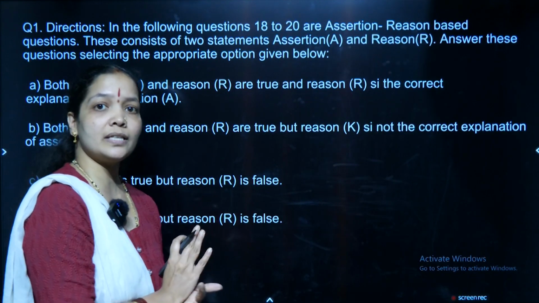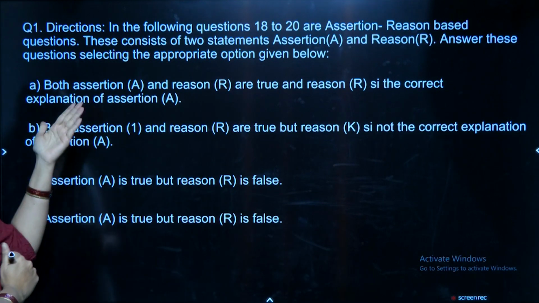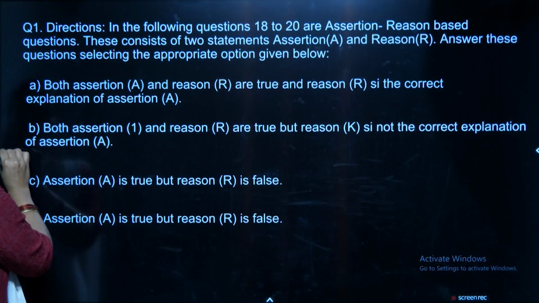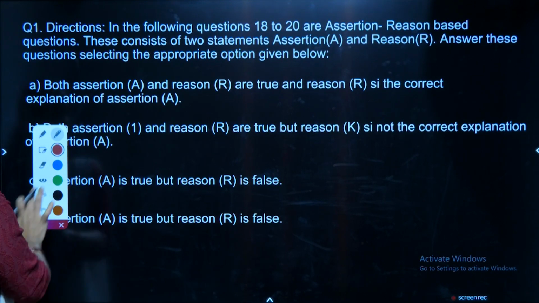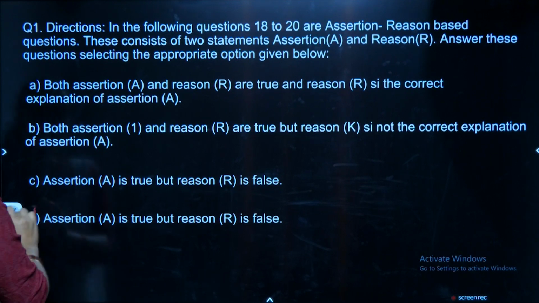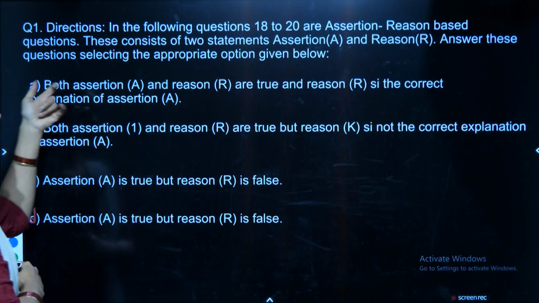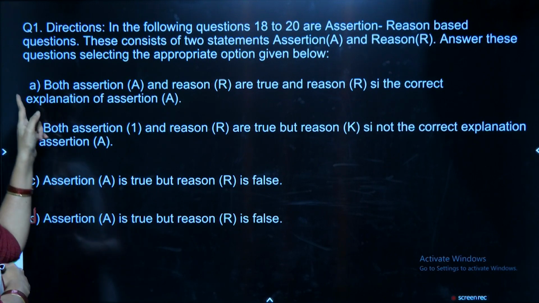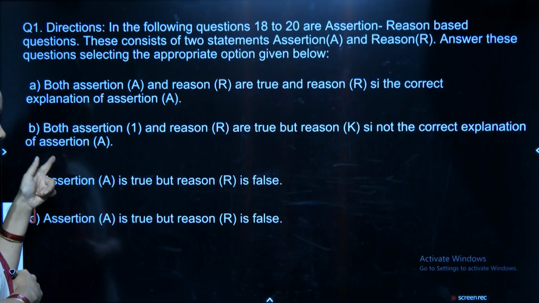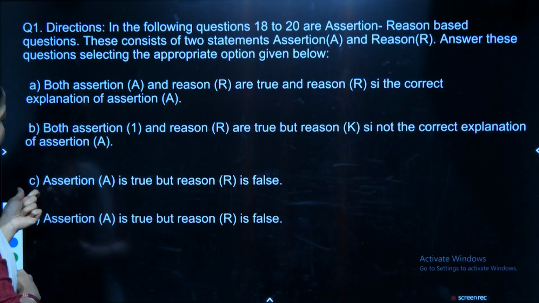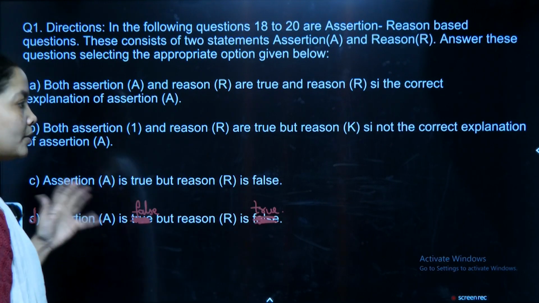The next 3 questions, which are 18, 19, 20, are based on assertion reason. We all know we will be provided with this type of options, that is A, B, C and D. In these options we are provided with 4 important things. If assertion and reason both are true, I will opt A. Both are true and explaining each other, I'll opt A. Assertion, reason are true but not explaining each other, I'll opt B. A is true, R is false, I'll opt C. In option D, assertion is false, reason is true, I will choose option D.